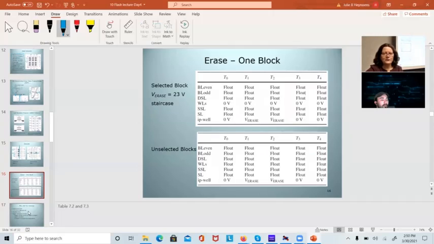Now, if I want to erase them, I select the block. This one says V erase is 23 volts, and the last slide said it was 20 volts. I don't know exactly what they're using, but basically I put a high negative voltage across the gate to substrate. That will allow me to erase it, drive the electrons out of the floating gate. I have to pay attention to what's going on in the other cells in that NAND string, because I will erase them eventually, so I don't have to worry so much this time.